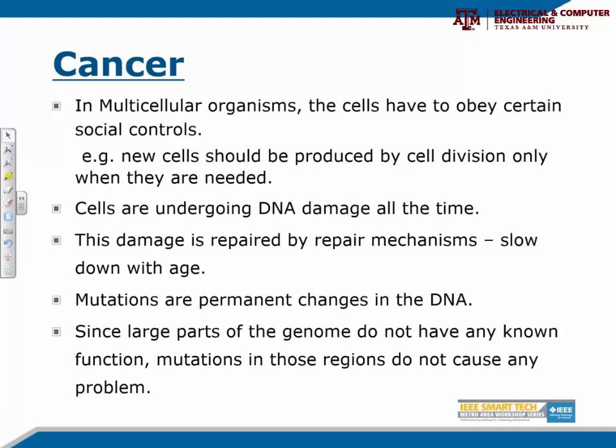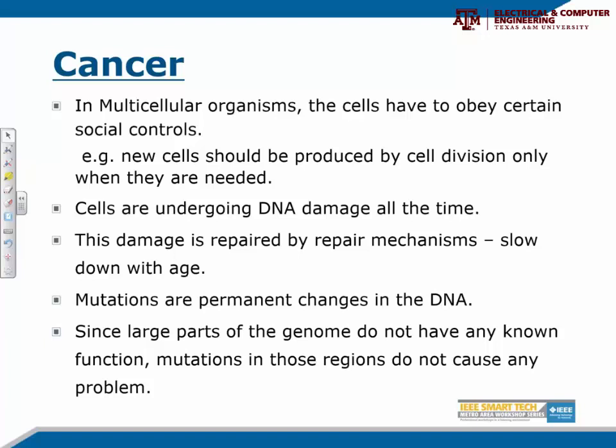So next we switch gears, move on to cancer. If you have unicellular organisms like bacteria and yeast, they will just multiply if you give them enough nutrients and the ambient conditions are favorable. But in the case of multicellular organisms such as ourselves, the cells have to obey certain social controls. For example, new cells should be produced by cell division only when they are needed.